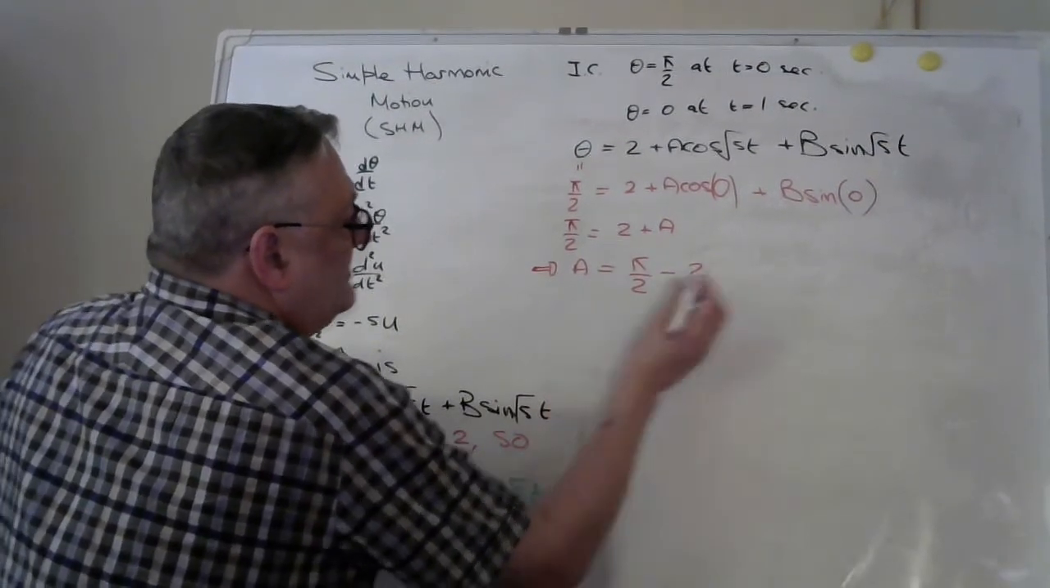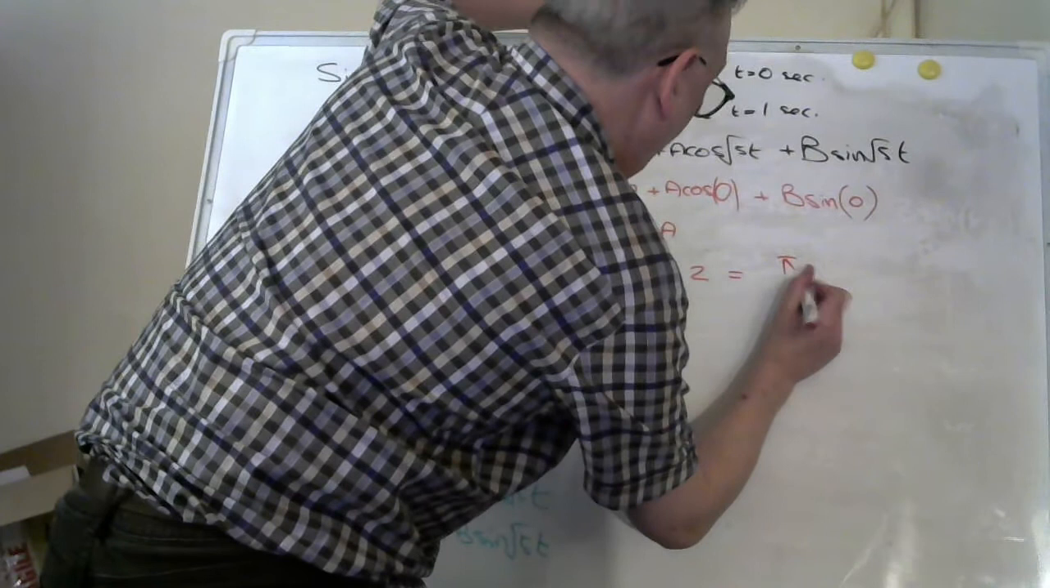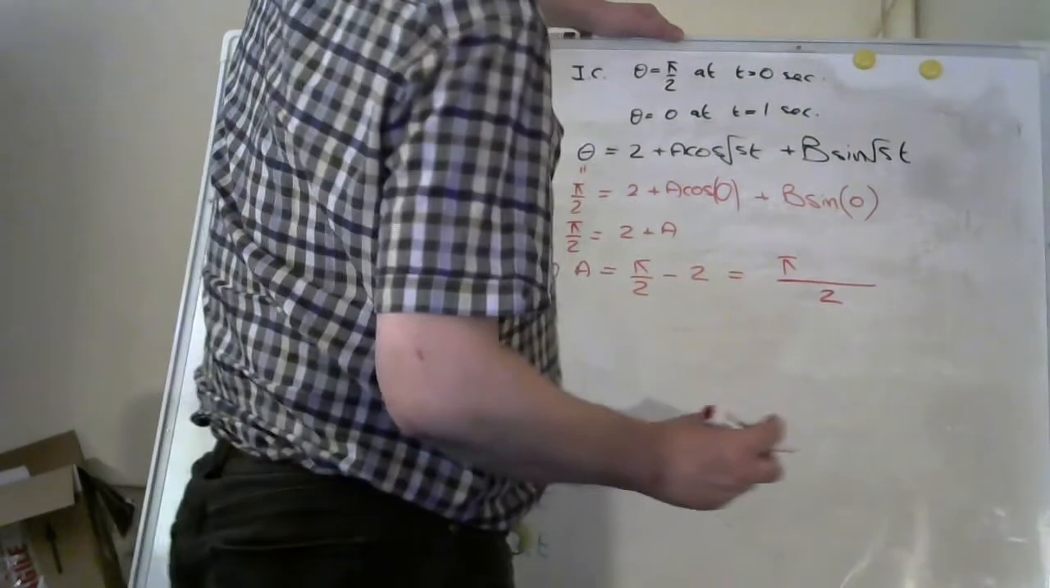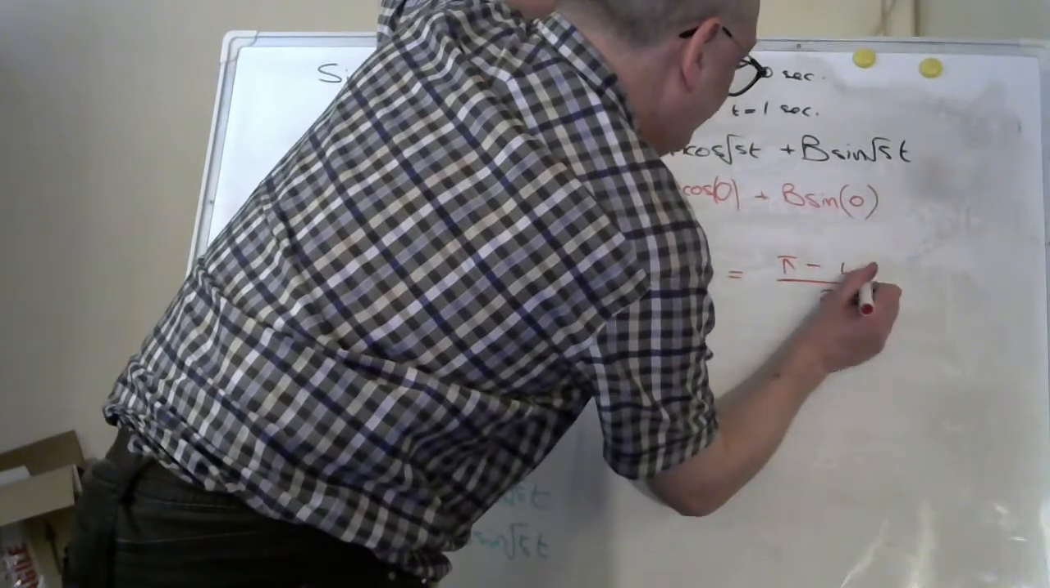And I'm actually going to write it as pi over 2 minus 4. Is that right?